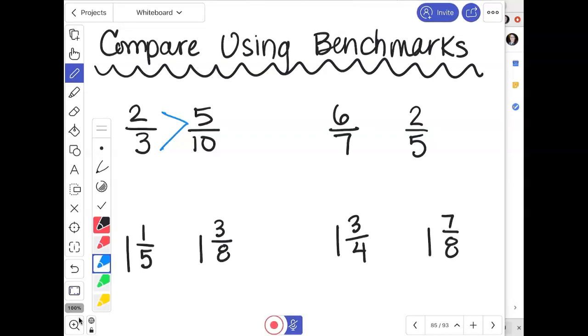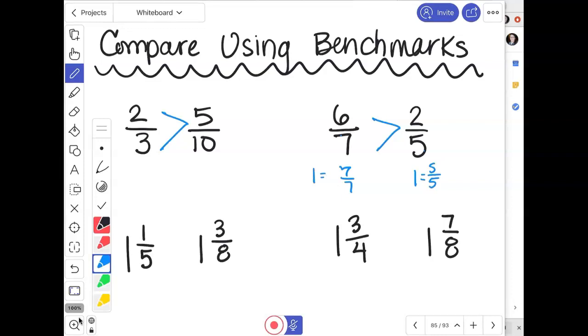I can also use the benchmark of how close am I to 0 or 1. For example, 6/7 is really close to 1 whole because 1 whole would be 7/7, right? 1 whole over here would be 5/5. So this is really close. It's only 1 away. This is 3 larger pieces away. So 6/7 would be greater.